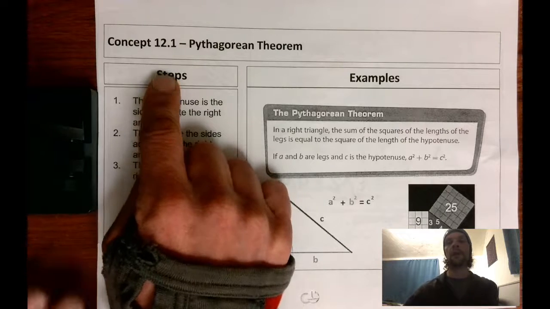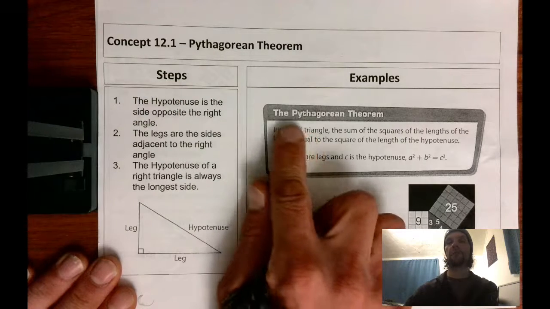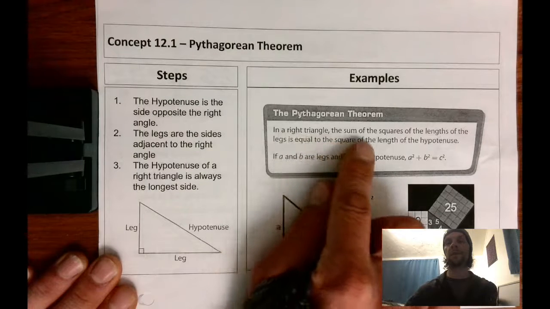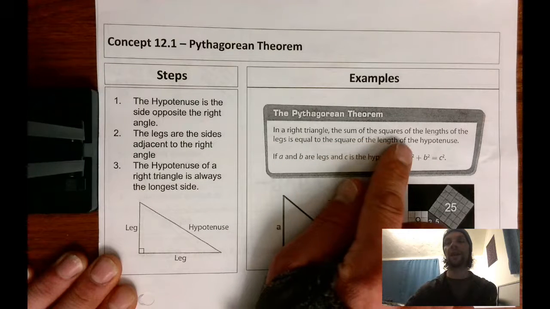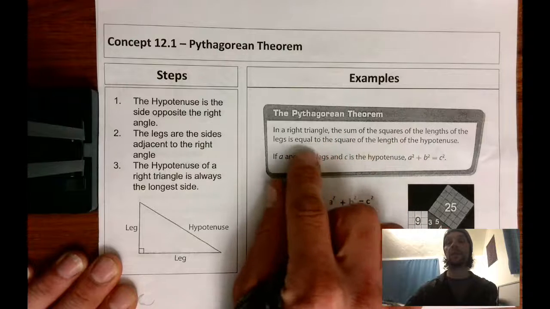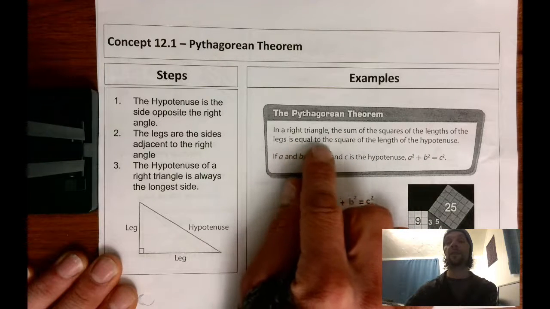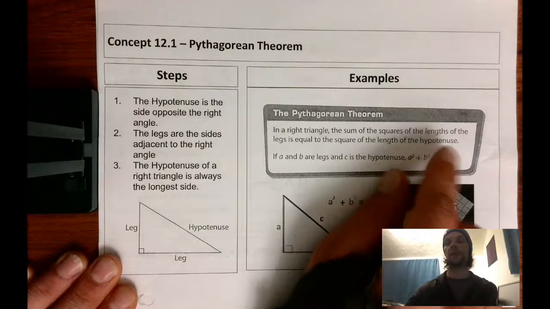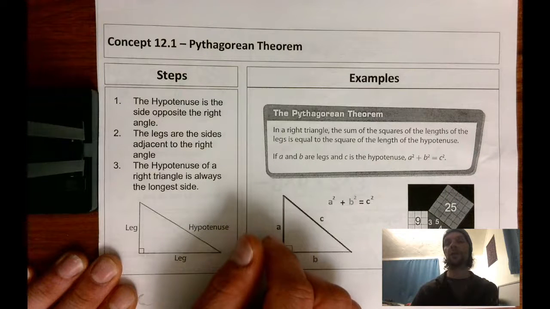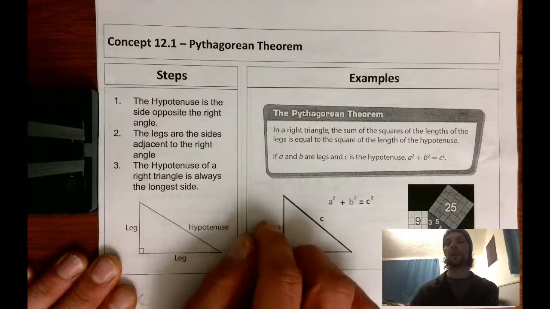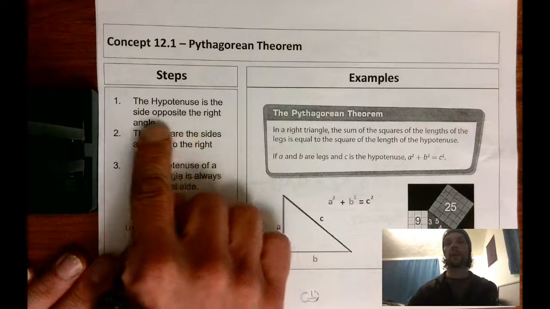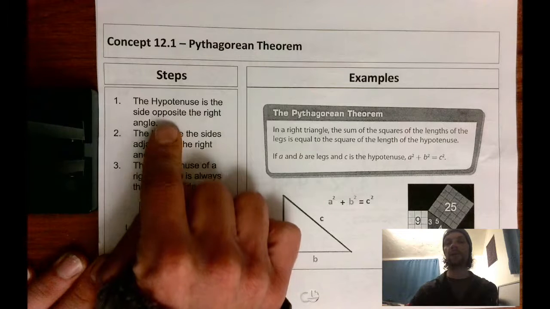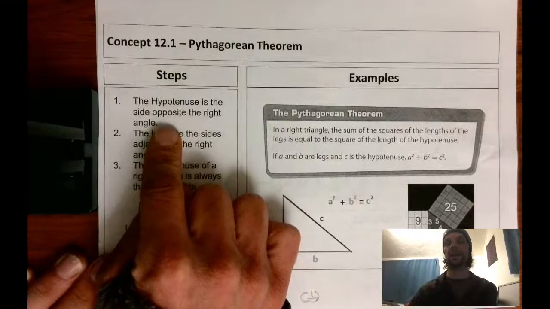Okay, the Pythagorean theorem states that in a right triangle, the sum of the squares of the length of the sides, or the length of the legs, is equal to the square of the length of the hypotenuse. Okay, there's some new language in there for sure. Okay, and when we look over here in the steps section, it kind of explains that the hypotenuse is the side opposite the right angle.